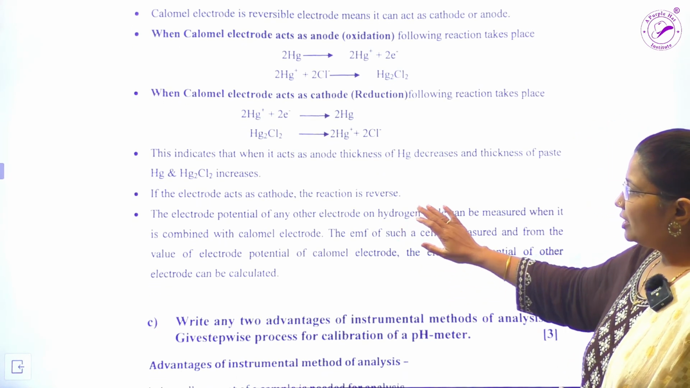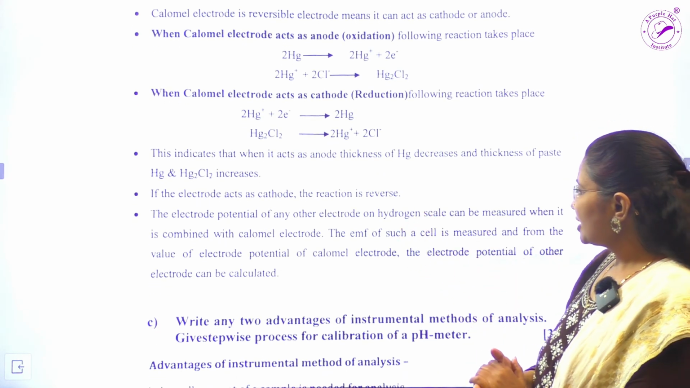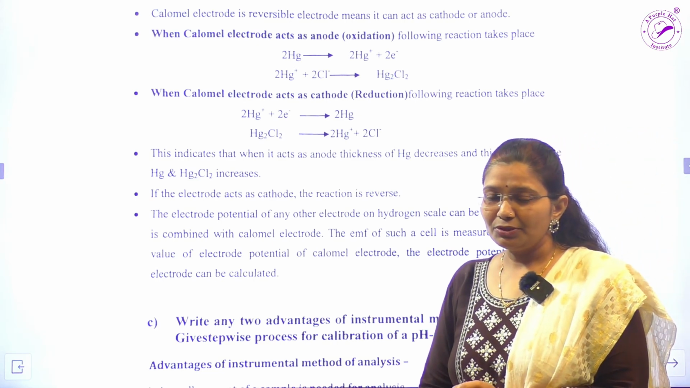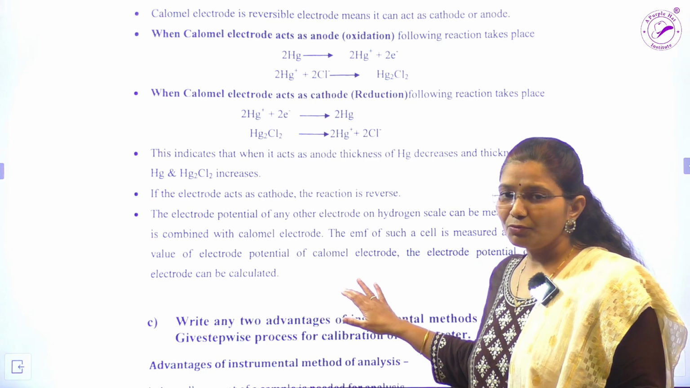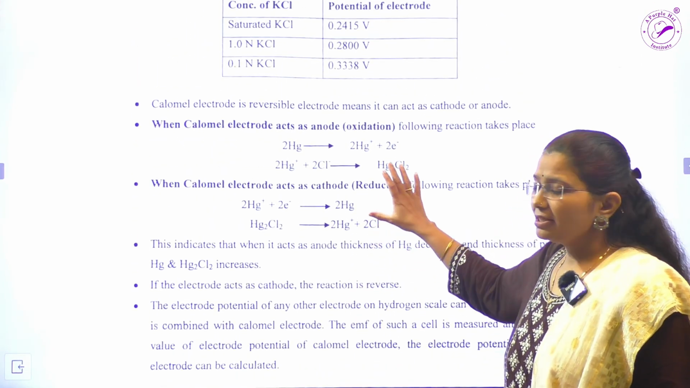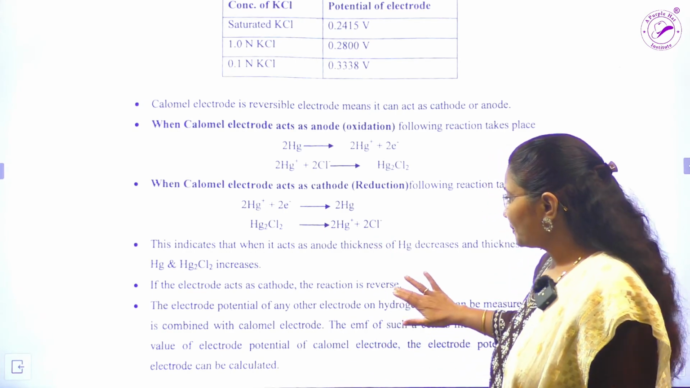The electrode potential of the other electrode on the hydrogen scale can be measured when it is combined with the calomel electrode. So additionally you can write this point. Otherwise, this is the working of the calomel electrode, and these points are important.